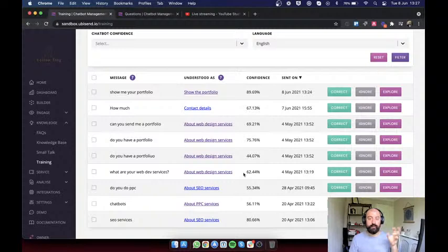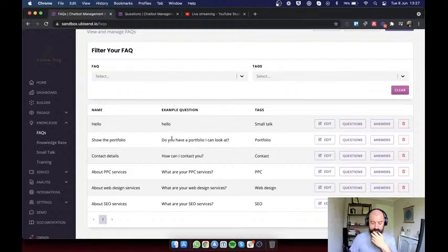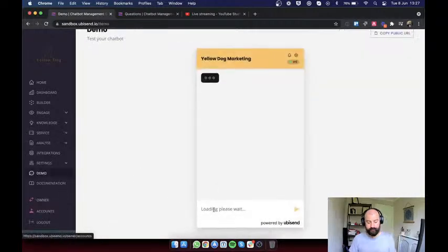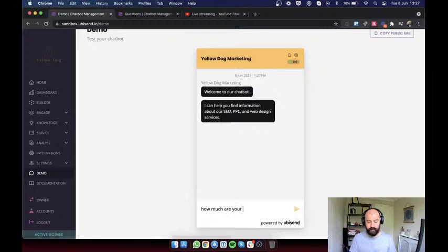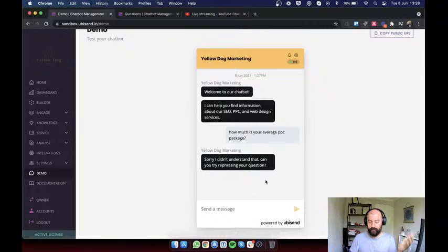But this is the same process that you would go through if someone said to the bot something that you didn't really expect. Like, do you have a portfolio I can look at? Let's say someone sent, how much is your average PPC package? So obviously this is a question about pricing, it's about PPC, and the bot has no answer for this.